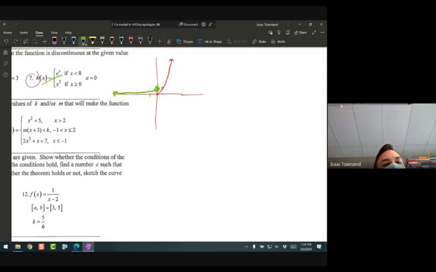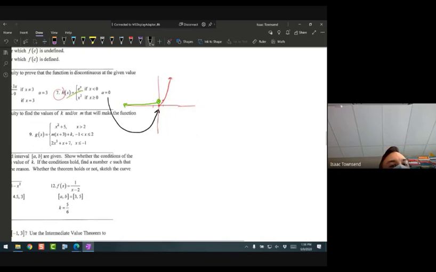Okay, so I'm supposed to show that it's not continuous when a is 0. So visually, it's easy to just look at that and say, yes, that's discontinuous. There's a break in the graph at 0.